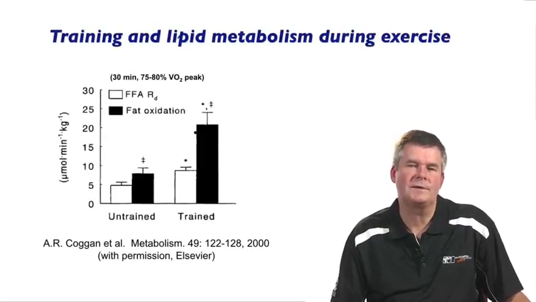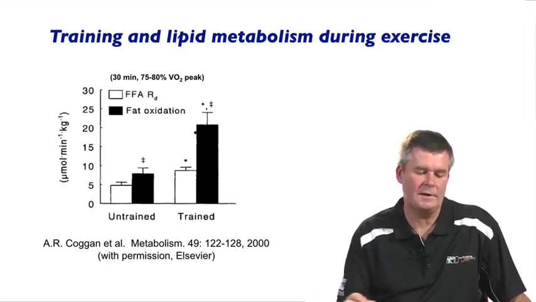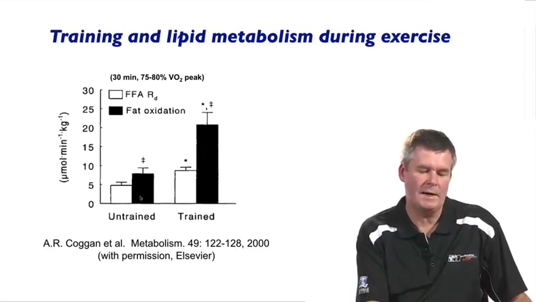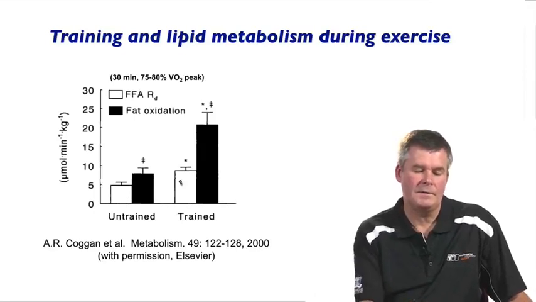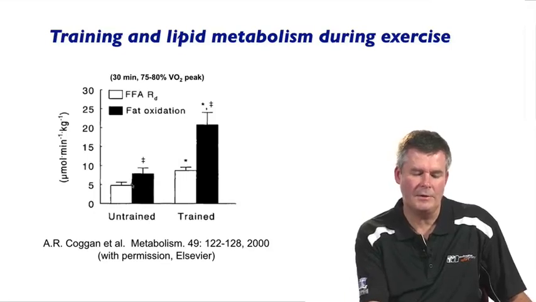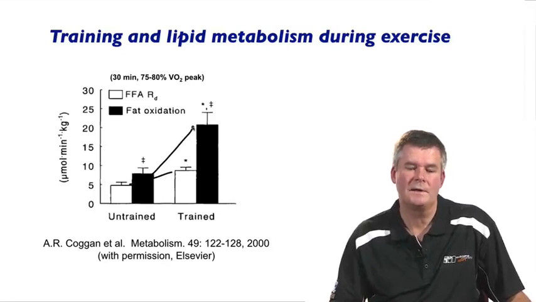In terms of training effects on fatty acid oxidation and intramuscular triglyceride use, just as we saw a reduction in the reliance on carbohydrate metabolism after training, we see an increase in the reliance on fat. And so what we have here is the rate of fatty acid uptake in the open bars and the increase in fat oxidation. And you can see both in untrained and trained an increase in both fatty acid uptake and fat oxidation.